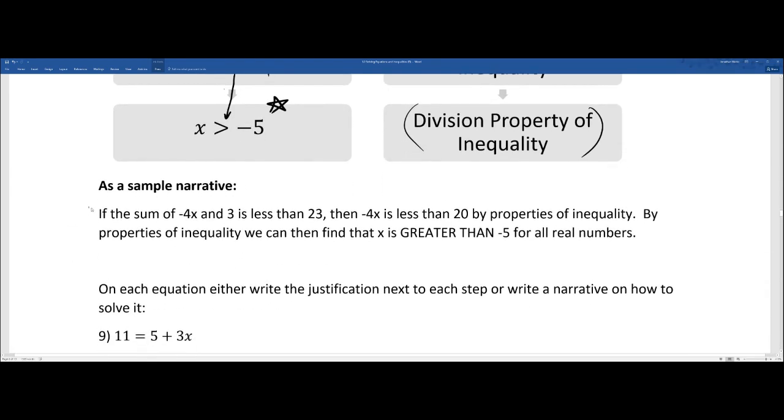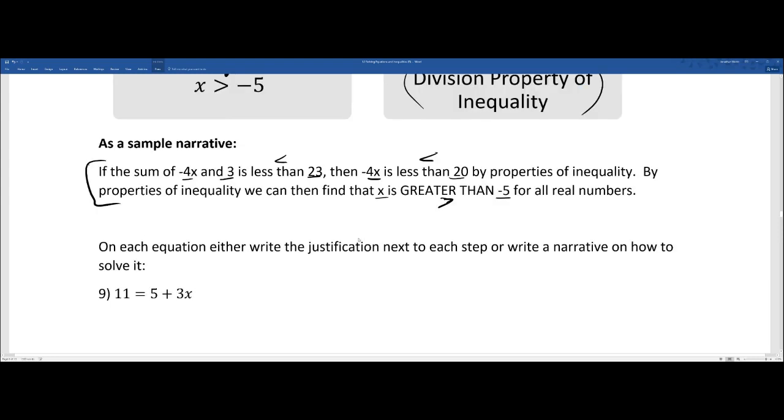And basically, this is the narrative. So basically, we had our equation, negative 4x plus 3 is less than 23. Then negative 4x is less than 20 by properties of inequality because we did the subtraction of 3. Then we use division property, and then we get x is greater than negative 5. And that was our answer.